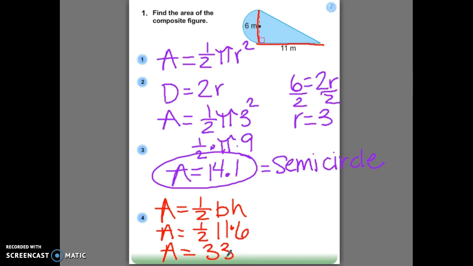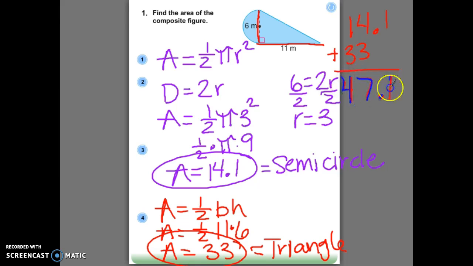So now that we found the area of our semicircle and the area of our triangle, we're going to take the sum of these two to find the total area, because remember, a key word is total. So to solve completely, we'll take 14.1 plus 33. And you can see that our total area is 47.1 units. Actually, this is meters, sorry, meters squared. Remember, when we're measuring an area, we always measure in square units.